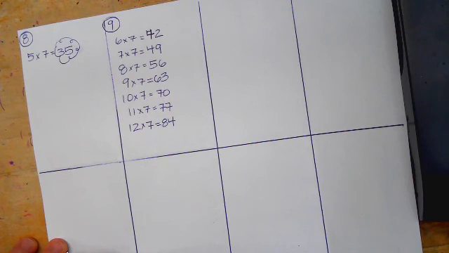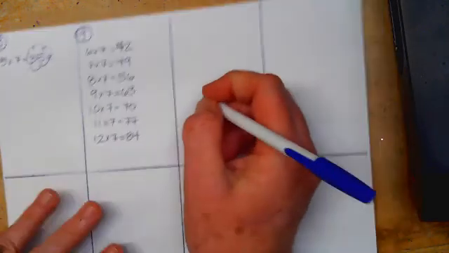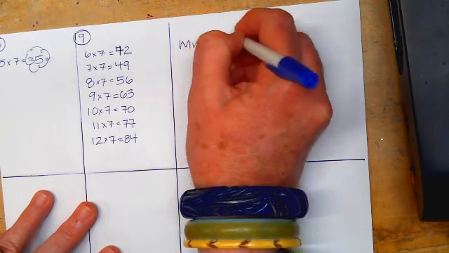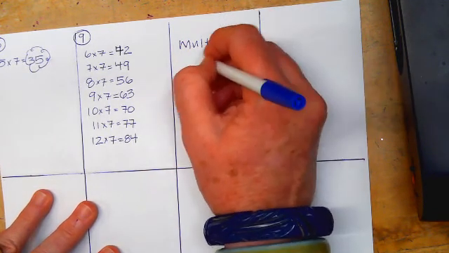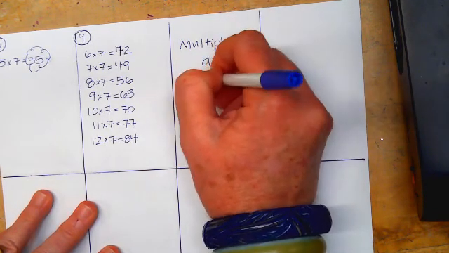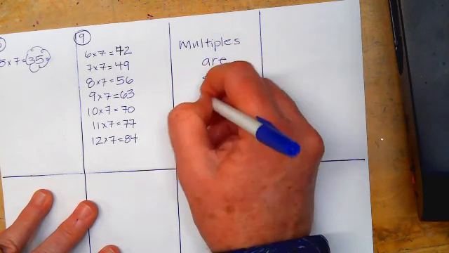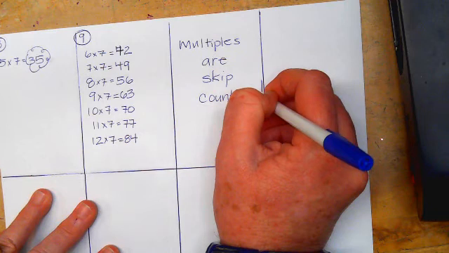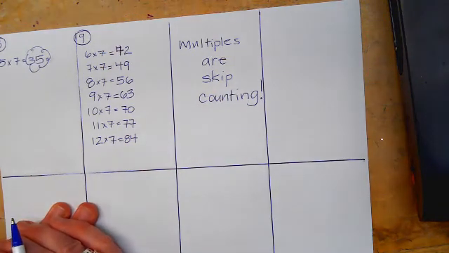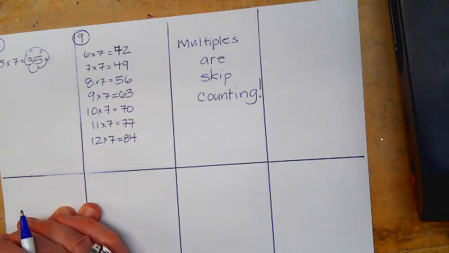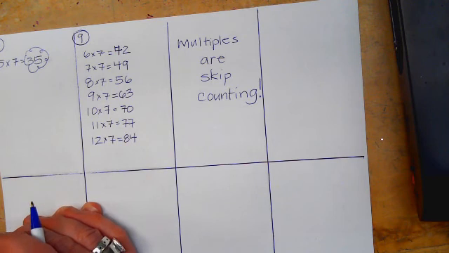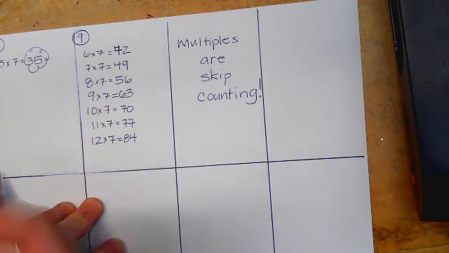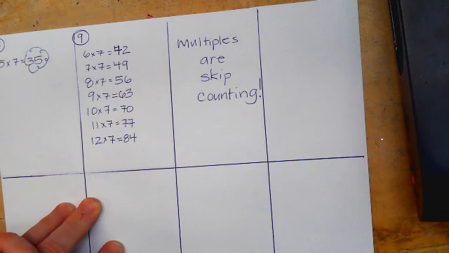All right, so now we know what multiples are. We know that a multiple is, we can multiply a number by another whole number, and that will give us a multiple, right? So I'm going to write on here, multiples are skip counted numbers. Multiples are skip counting, because most of us know how to skip count, right? So that's the way that I remember multiples.